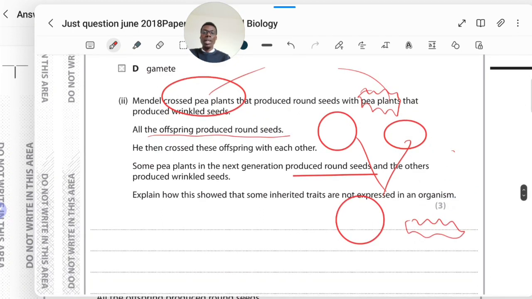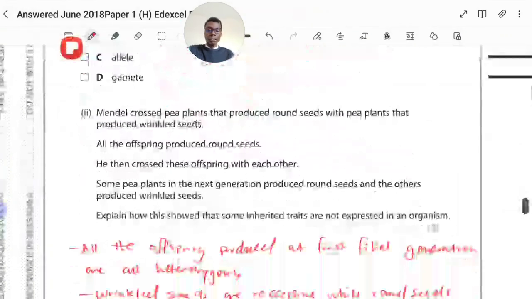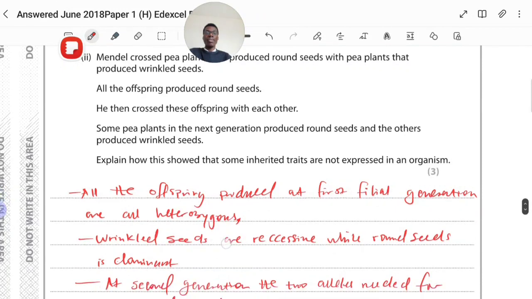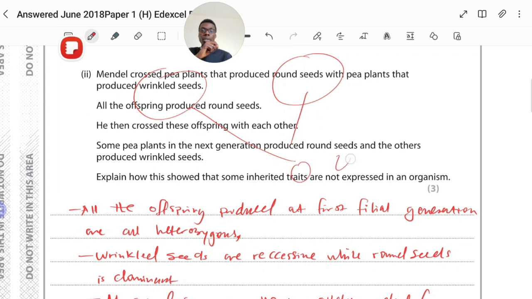Explain how this showed that some inherited traits are not expressed in the organism. But this is all about talking about heterogeneous, homogeneous, heterozygous, homozygous, then recessive trait and dominant trait. Let's see how that is written here. So all the offspring produced at the first filial generation. What's the first filial generation? The ones that were produced here after you crossed the round seed with the wrinkle seed. All the offspring produced here are called first filial generation.